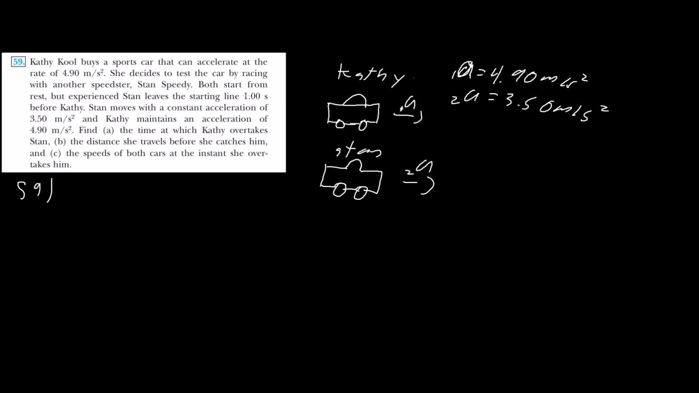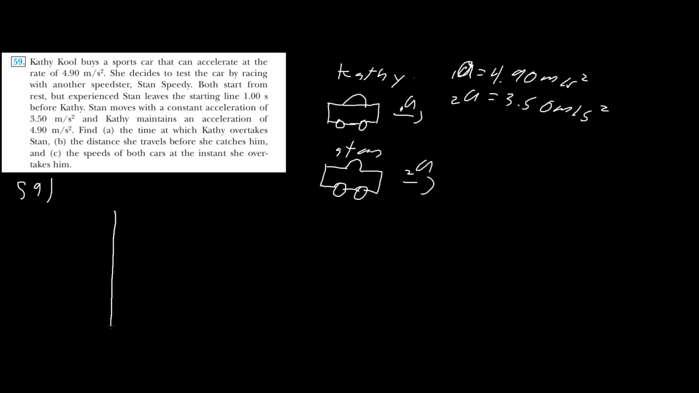Okay, so let's see what it says. Stan leaves the starting line 1 second before Kathy. So Stan goes first, and that makes sense because it's a lower acceleration. And then Kathy is going to eventually overtake Stan. That's basically what this whole problem is. Stan moves at constant acceleration, and Kathy maintains acceleration of 4.90. Find the time in which Kathy overtakes Stan.